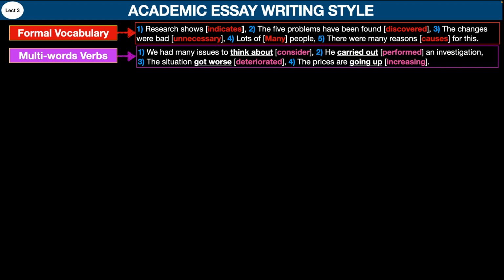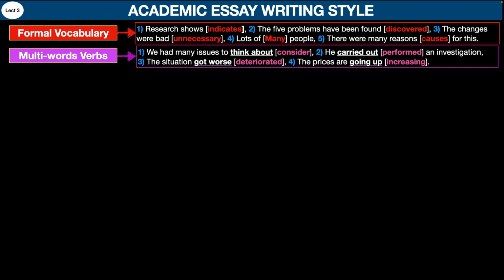Think about is a kind of informal phrase. You can use it when you talk to your friend. We use this phrase when we talk to someone. Okay, "he carried out an investigation." Instead of carried out, 2 words, replace it with performed. "He performed an investigation" is more formal. "The situation got worse" is a completely spoken form. Instead of got worse, use deteriorated.